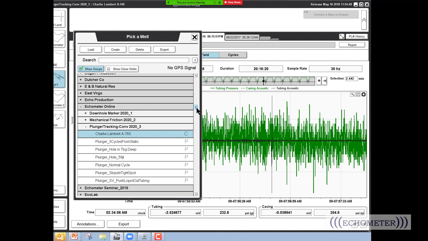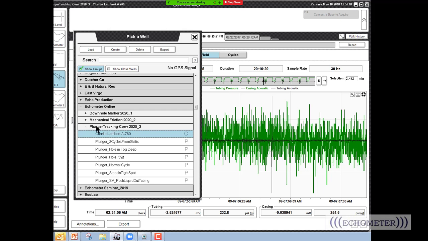Okay, well, let's talk about, so on my screen here, I've got the TAM software opened up, and I have gone into, let me just do it again. I go into pick a well, and when you get the data files off of the Echometer webpage on the Ask Echometer, then when you load them into TAM, TAM by default will put the first presentation on acoustic and downhole markers in this folder, and then the second presentation on mechanical friction in this folder.